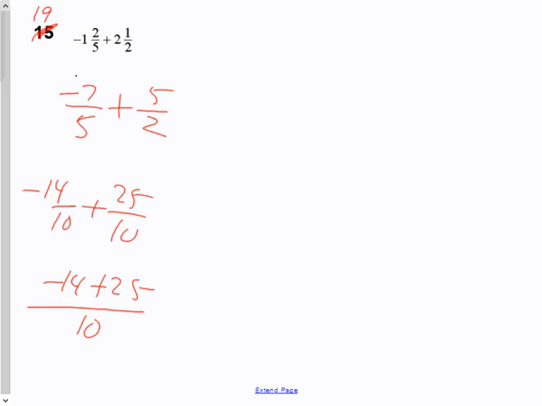What do you have more of, positive or negative? I have more positive. How many more? 11. So 11/10, which in mixed fraction form is 1 and 1/10.